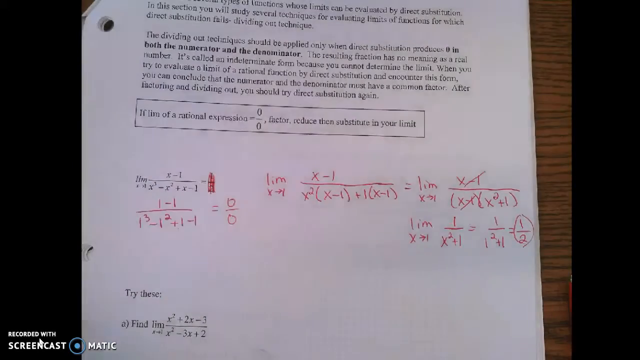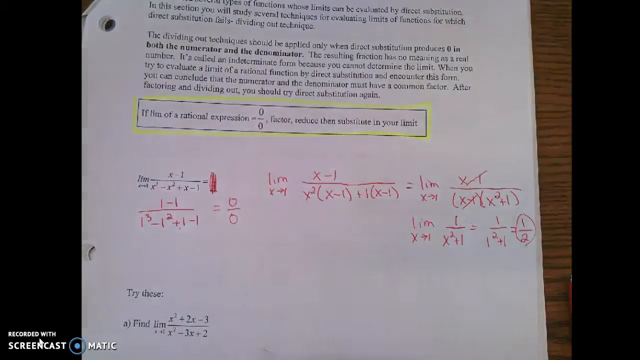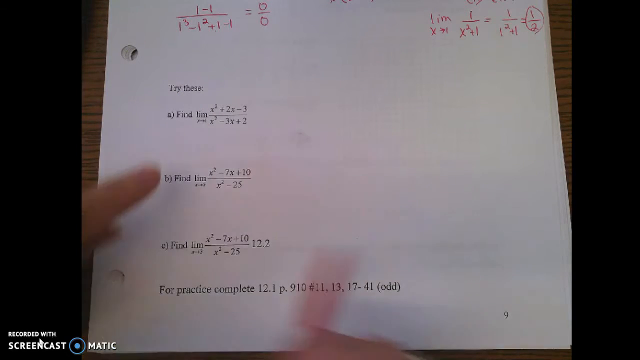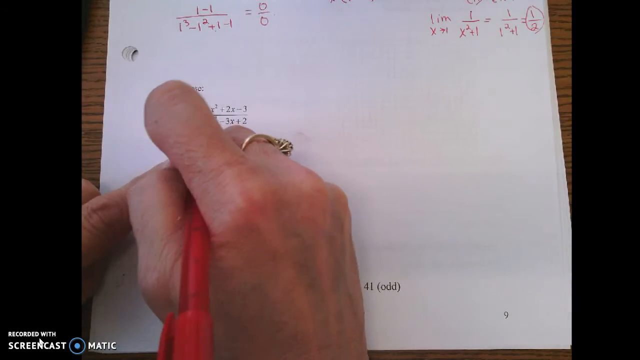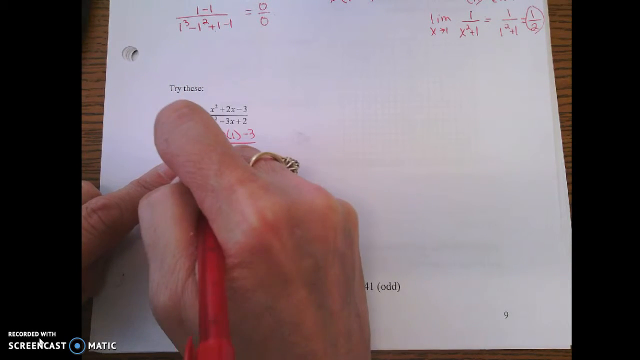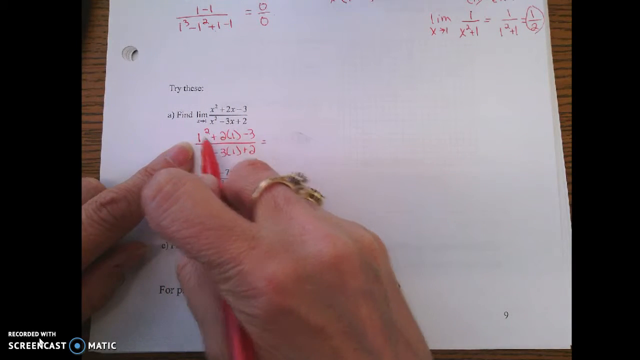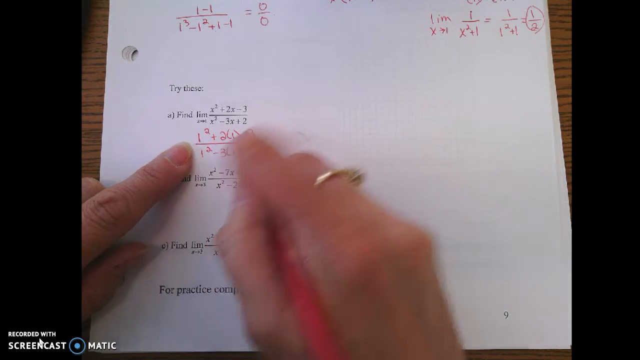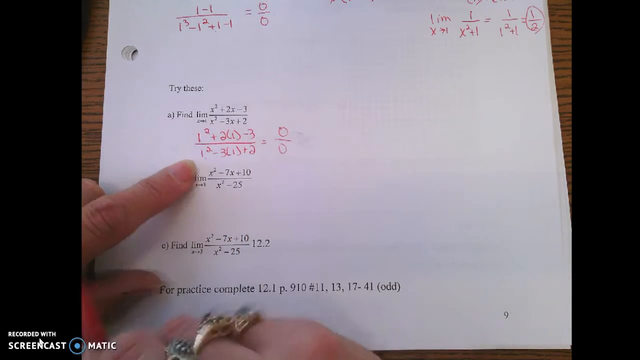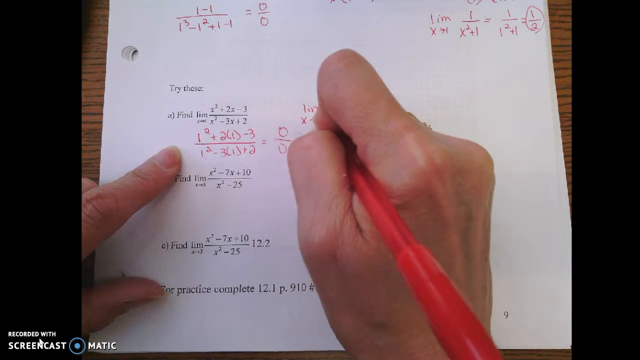All right, so let's try these. This is a rule you're going to need to know. All right, so let's try. We want the limit as x goes to 1. Substitute in a 1 for all these values. All right, let's evaluate it. You have 1 plus 2 is 3. 3 minus 3 is 0. 1 minus 3 is a negative 2. Plus 2 is 0. All right, which means we are going to factor this.